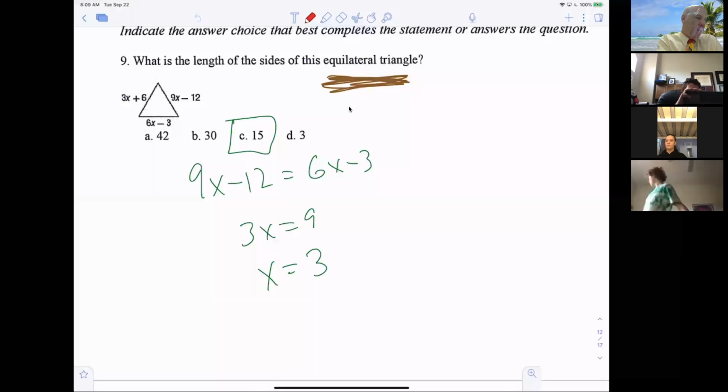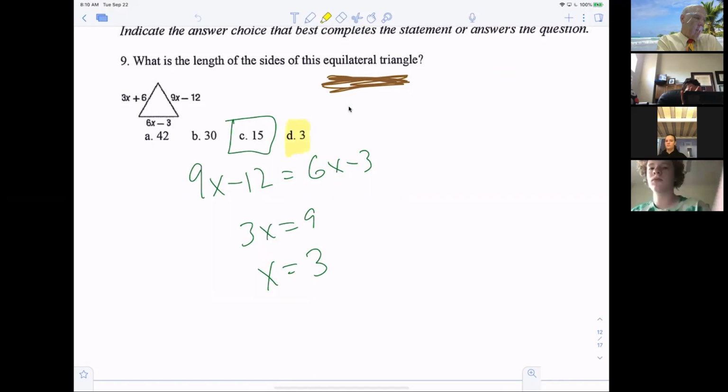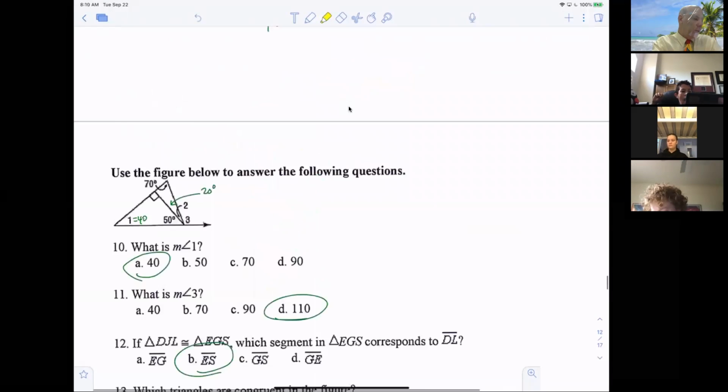Now, on the test tomorrow, a lot of people are in a hurry, so they just put the answer as 3, right? But it's not asking for x, it's asking for a side length. So then you're right, you got to plug it in. Yes. Let's look at 15 real quick.